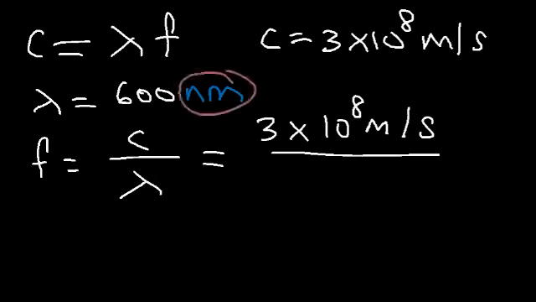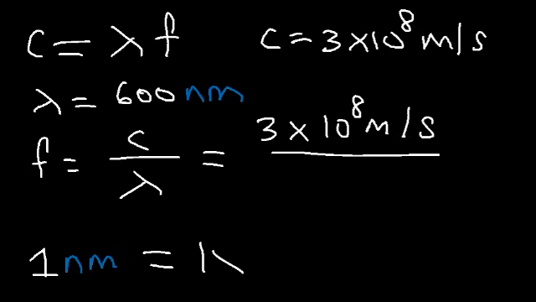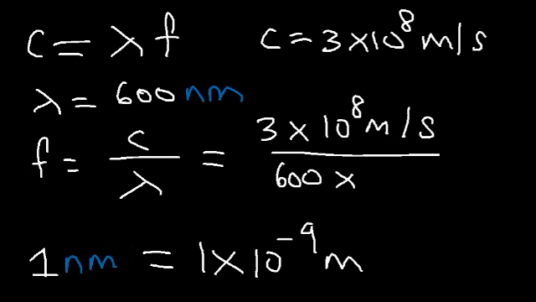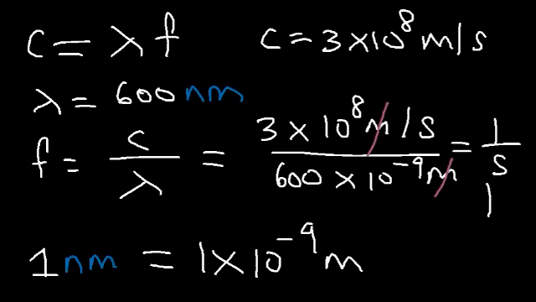because nanometers and meters don't match. We need to convert the nanometers into meters. It turns out that 1 nanometer is equal to 1 times 10 to the minus 9 meters. So 600 nanometers is simply 600 times 10 to the negative 9 meters. So we can see that the unit meters will cancel, and you're going to get the unit 1 over seconds, which is frequency, which is the same as hertz.